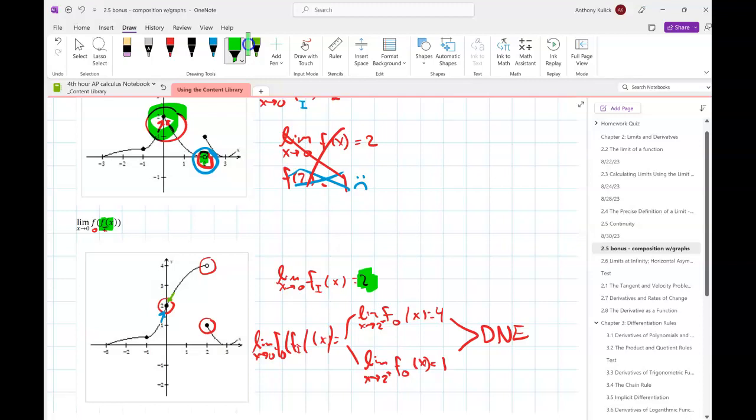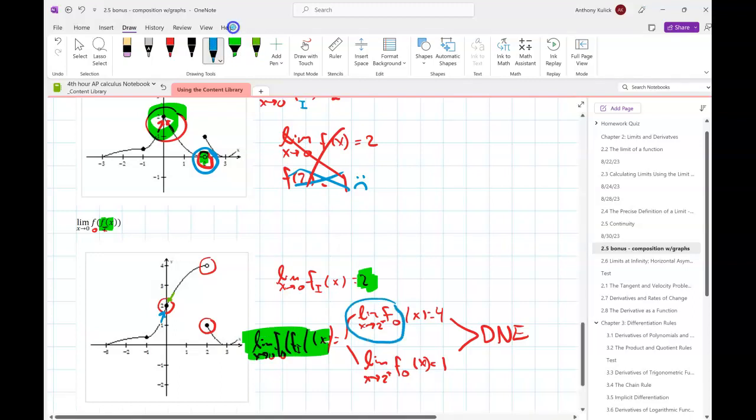Okay, Katie, let's talk, because you had the question about the outers and inners. So here's what's going on, right? If the inner one is going to 2, I can replace this limit of the composition with just the outer going to 2, right?